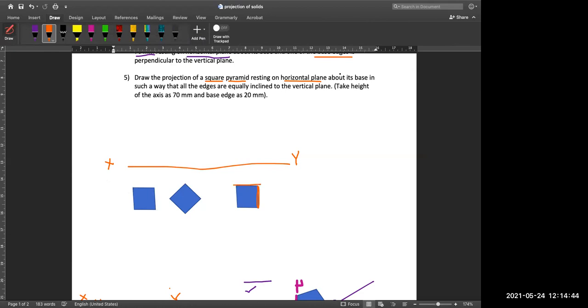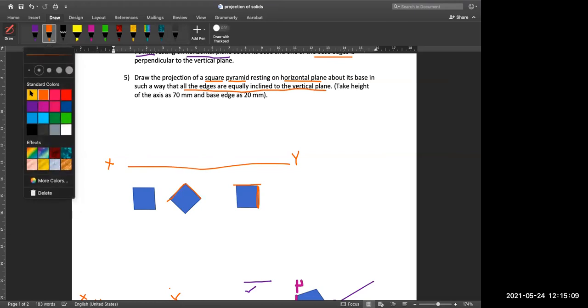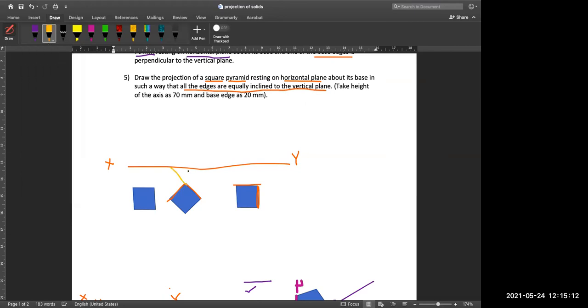But let us check what is given in this problem. What is the condition? The square pyramid is resting on the horizontal plane about its base in such a way that all the edges are equally inclined to the vertical plane. So here in this figure you can see these two edges are equally inclined to your vertical plane. If you extend it, you can see this is equally inclined. These two angles will remain the same. So this is the orientation that is asked in this question, and the dimensions are given.